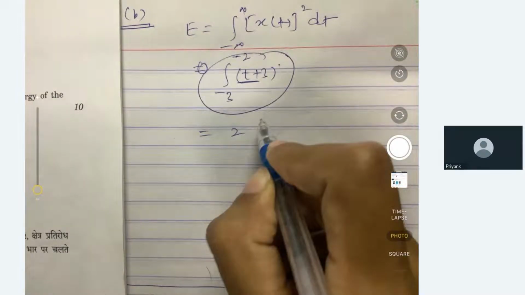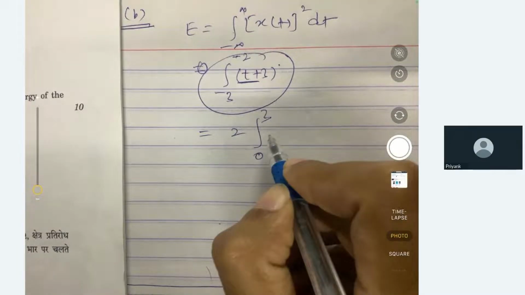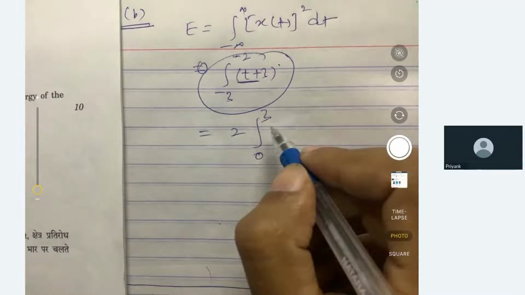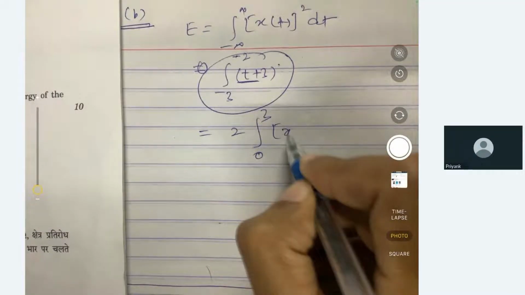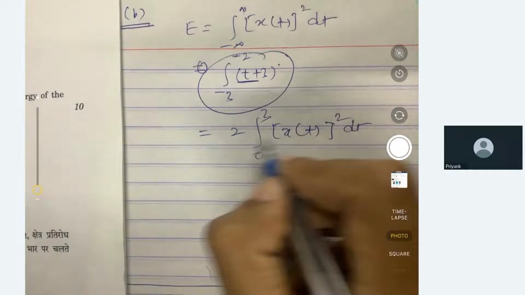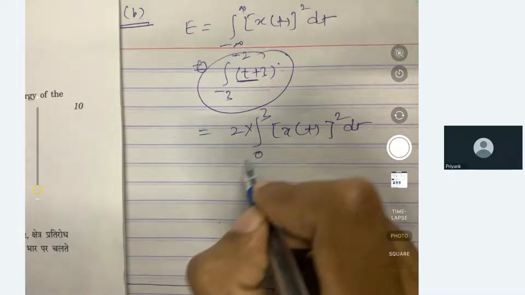Here x(t) is an even function, so directly two times the integral from 0 to infinity. Yes, we can do that. Actually, that will save our time as well. So this will be our energy.